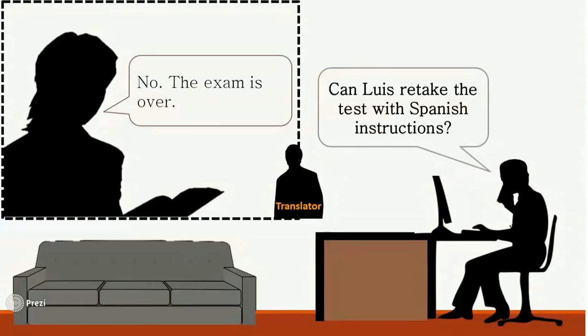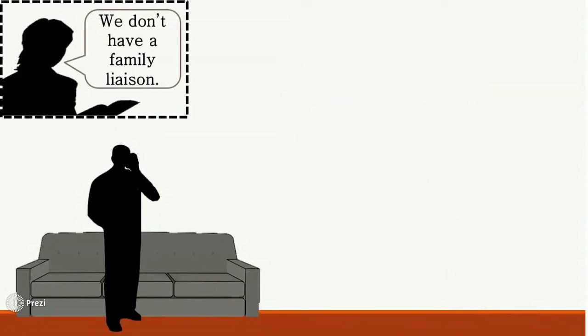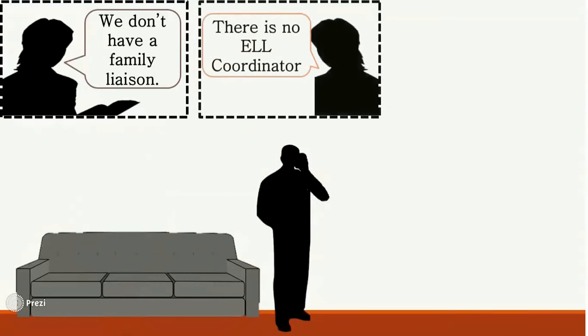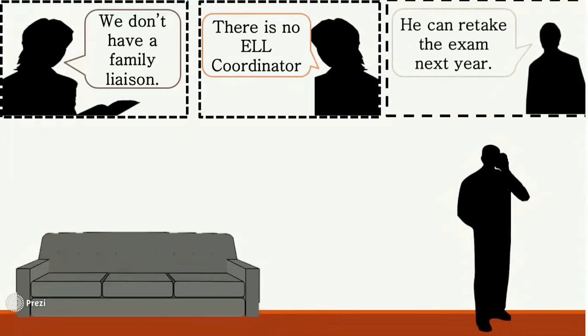Luis's father decided to talk with a school and family liaison. After finding out that the school didn't have one, he decided to work his way up the chain of command to meet with the school English language learner coordinator. But he found out after asking the front office that the school also didn't have an ELL coordinator. So he asked for a translator and set up a meeting with the principal. The principal repeated what Ms. Clark had said.